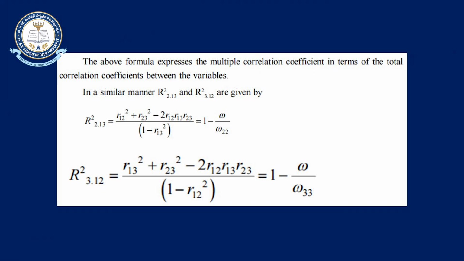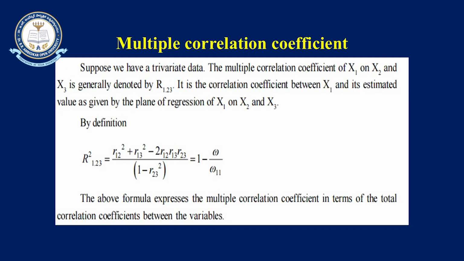Similarly, I can go for R3.12, meaning the third variable depends on 1 and 2. So, R3.12 whole square is equal to R13 whole square plus R23 square minus 2 times R12, R13, R23 divided by 1 minus R12 whole square. So, directly 1 minus omega by omega 33. Like here, we can use the multiple correlation coefficient formulas. So, this is a simple concept.